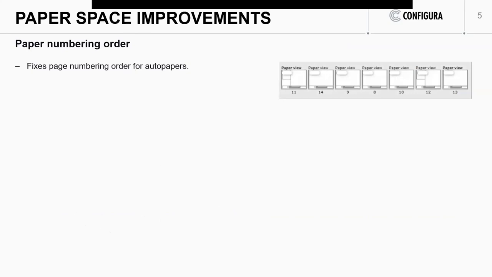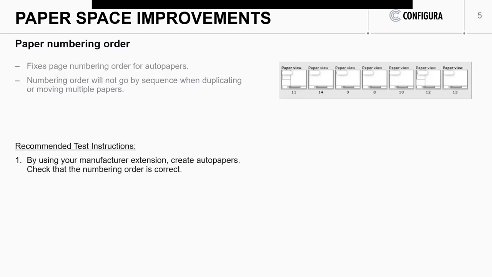Next is the second improvement we have done to paper space. This one is regarding paper numbering order. This is a fix done to the page numbering order for auto papers. Currently there's a chance where the numbering order will not go in sequence if multiple papers are selected and duplicated. So if your manufacturer's extension has auto papers, we strongly recommend following these testing instructions.